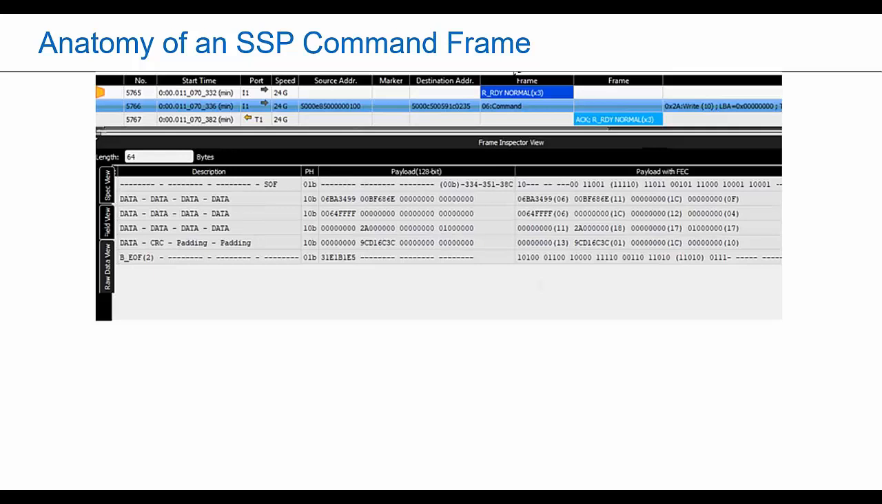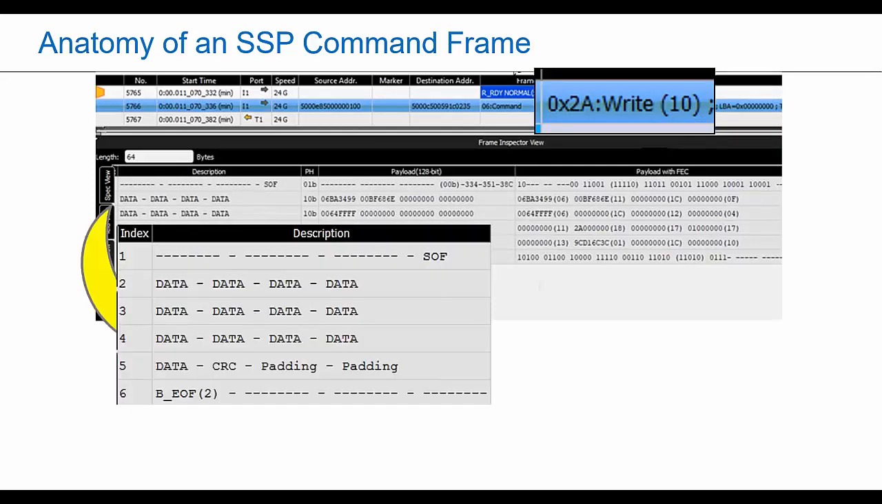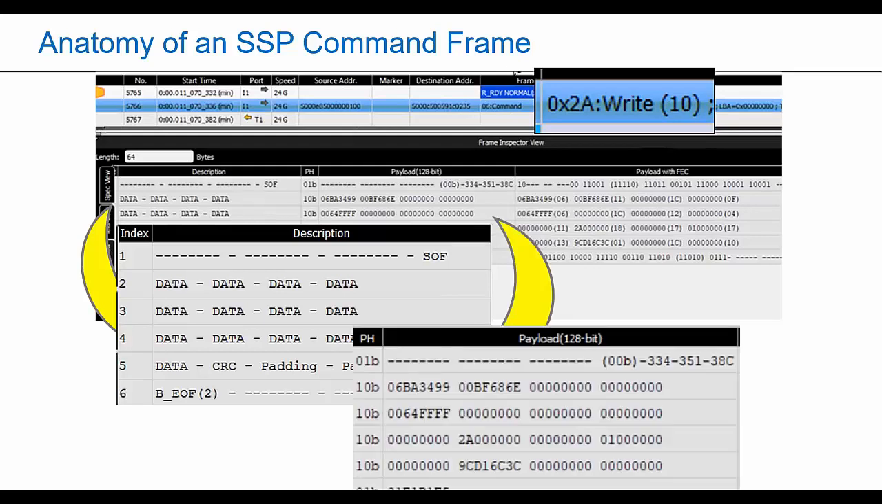Okay, for a complete picture, we should also quickly review a typical SSP frame. This is a write 10. In this column, we decode the field names, like we looked at earlier. Then next to that is the payload, which we show in the raw 128-bit format. Each SPL segment is going to appear on a separate line, so you can see how we decode everything.